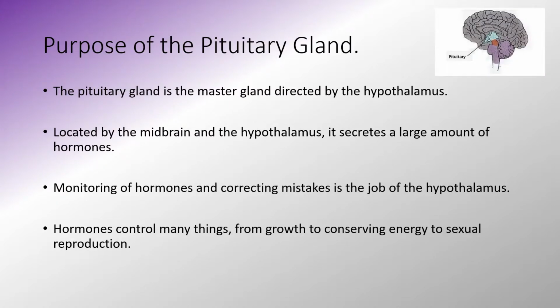Now, the purpose of the pituitary gland, I put a picture there. You can kind of see where it's located in the brain. The pituitary gland is the master gland directed by the hypothalamus. That's another part of the brain we've already discussed. It's located by the midbrain and the hypothalamus, and secretes a large amount of hormones. Monitoring of these hormones and correcting mistakes is the job of the hypothalamus. And hormones can control many things, from growth to conserving energy to sexual reproduction.